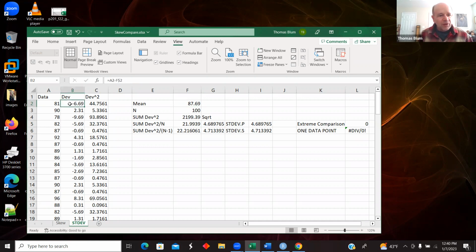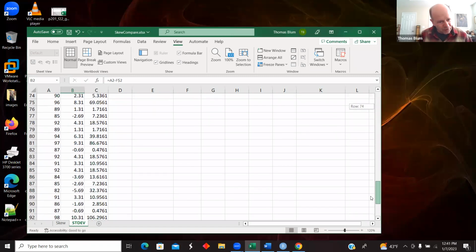And then I'm grabbing the definition of the deviation, which is how far we are from average. So I'm taking the data point A2 minus F$2. As I drag this formula down, the A2 becomes A3, so I'm visiting all the data points, but with the $ sign in front of the 2, it stays F2, it stays the mean. So I have the deviations, and they go all the way down.